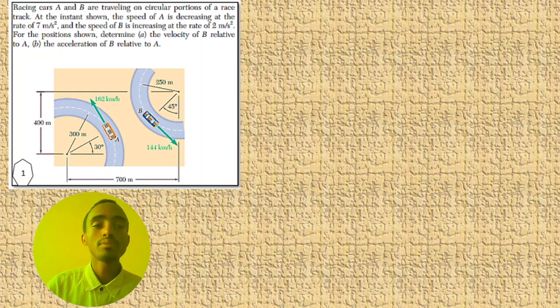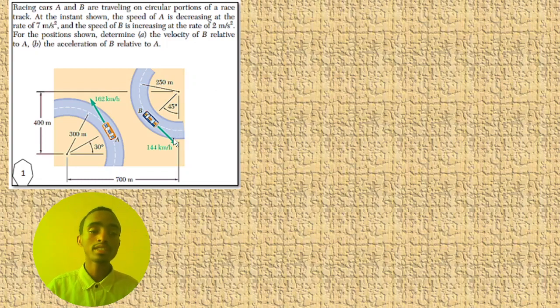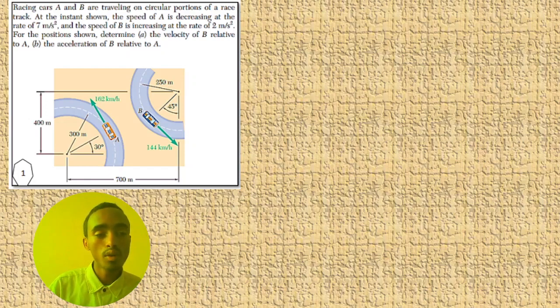As shown, the speed of A is decreasing at a rate of 7 meters per second squared. Here we have racing car A with a speed of 162 km per hour, and this speed is decreased at a rate of 7 meters per second squared, and the speed of B is increasing at a rate of 2 meters per second squared. B has a velocity of 144 km per hour, which is smaller relative to A, which is 162.